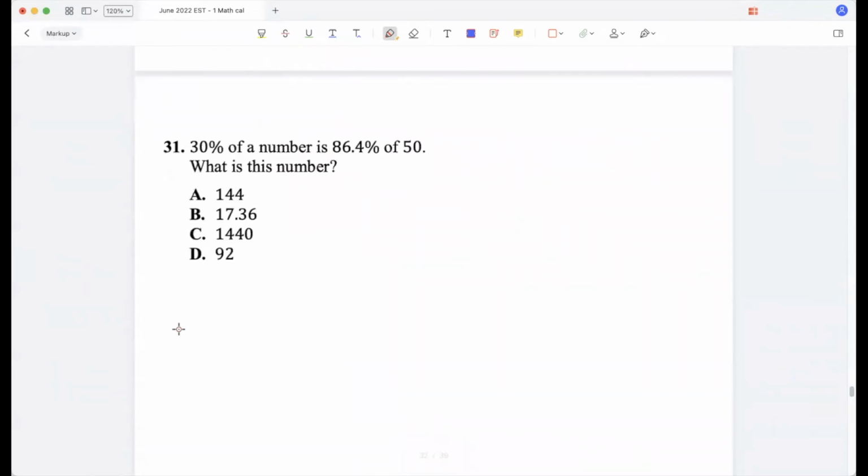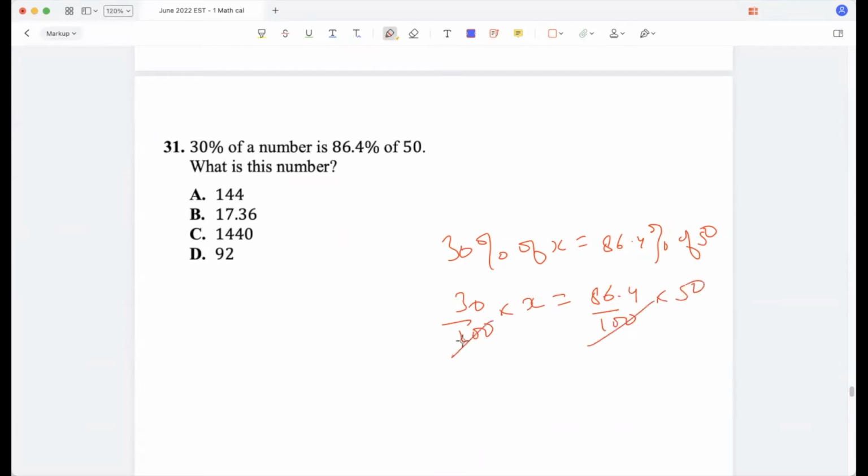30% of a number is this. 30% of X is 86.4% of 50. 30 by 100 into X is 86.4 by 100 into 50. So X is 86.4 into 50 by 30. So 0 carry 2, 3, 4, 32 by 3. So 3 ones are 3, 3 fours are 12, 144, right?